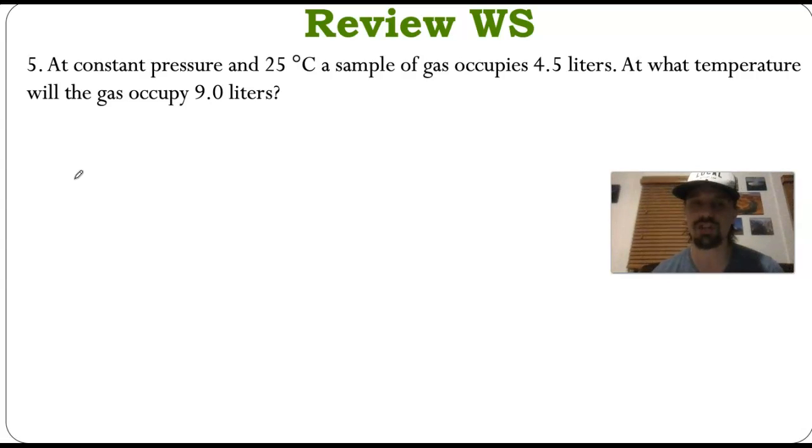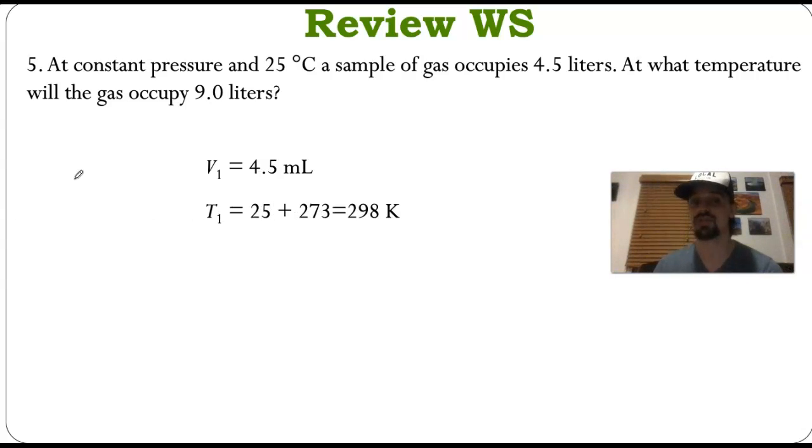At constant pressure and 25 degrees Celsius, what's that? That's a temperature. Okay, looks like I went a little out of order here. A sample of gas occupies a volume of 4.5 liters, so that's a volume. So notice how I'm listing my variables, my temperature in kelvins, my volume in liters. Okay, this should say liters, another typo. I'm sorry for all of these typos. So this should say liters, not milliliters.